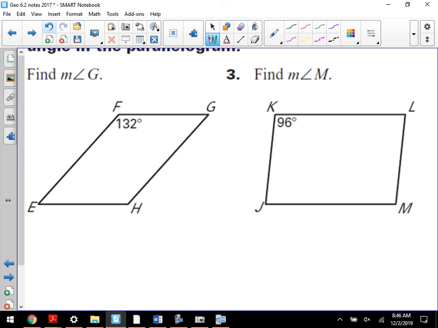What was angle G? 48, good. Because G is next to or across from F. What about M? 6.